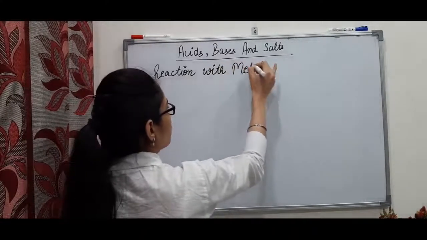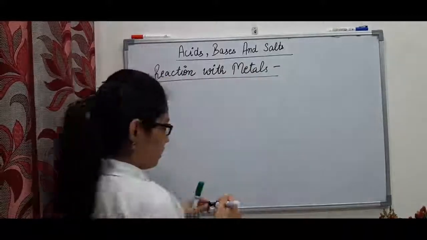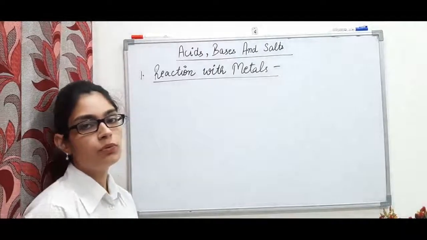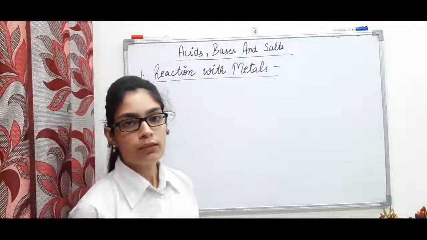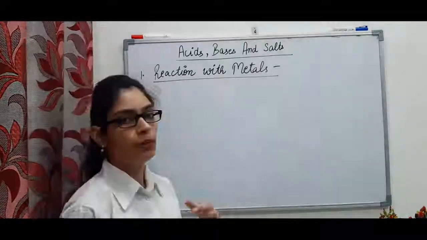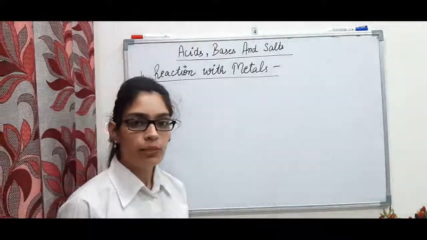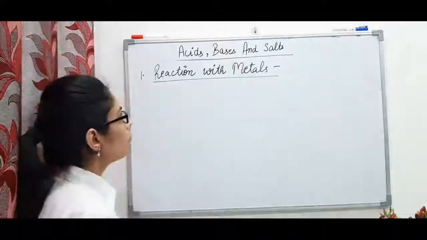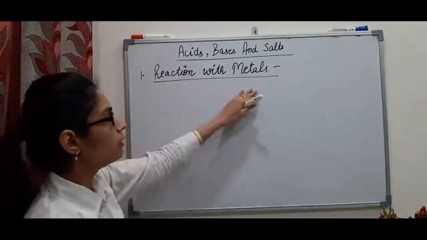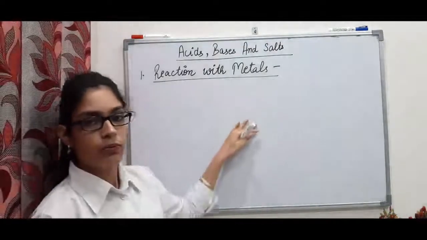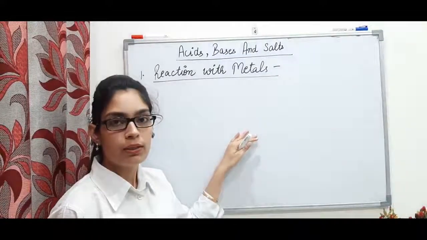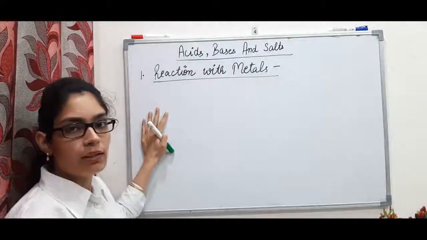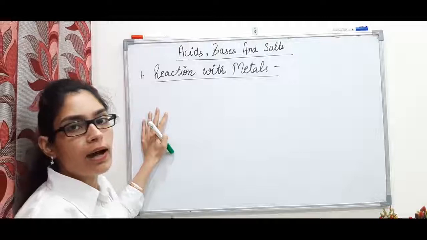Our first reaction is the reaction of acids with metals. Since we are doing chemical properties of acids, we will check how acids react with certain substances. For example, how acids react with metals, metal carbonates, and metal oxides. All those things we are going to do. First of all, our reaction is with metals. I have already told you we can use any metal except copper, mercury, silver, gold, and platinum, and of the discussed acids we will use sulfuric acid, nitric acid, or hydrochloric acid.